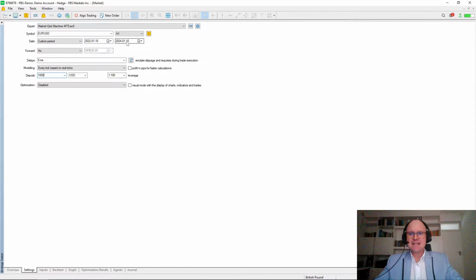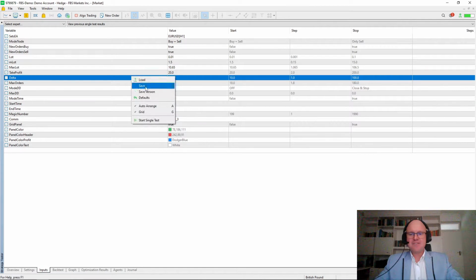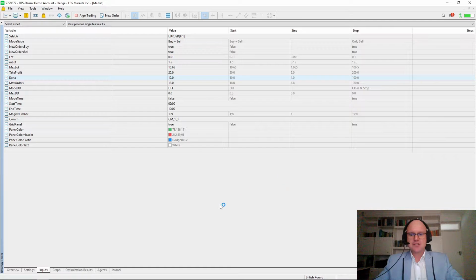Now, I'll be testing the EA for a 24-month period from the 10th of January 2022 until the 10th of January 2024. And for our first example, what we'll be doing is running the bot on default. The way that the bot determines in which direction to trade is that it uses a volume-based algorithm to determine what direction the market is moving.